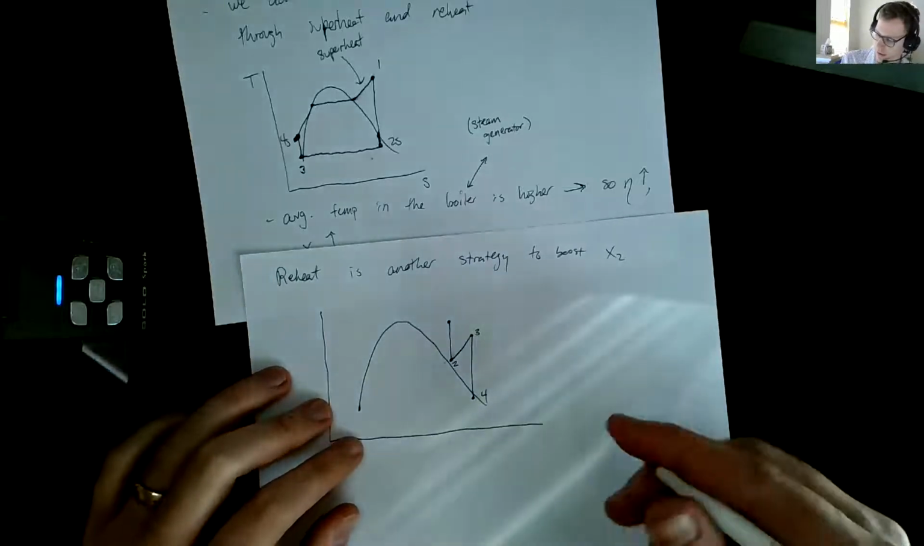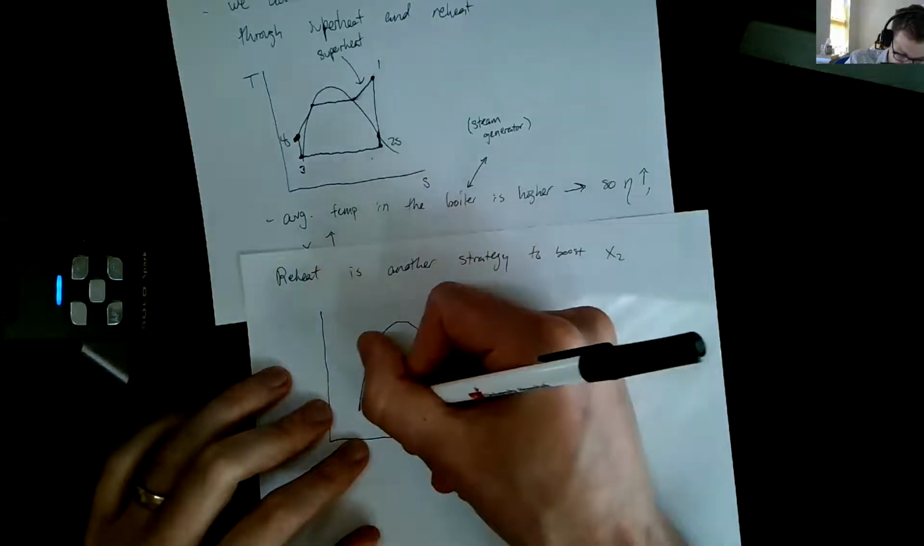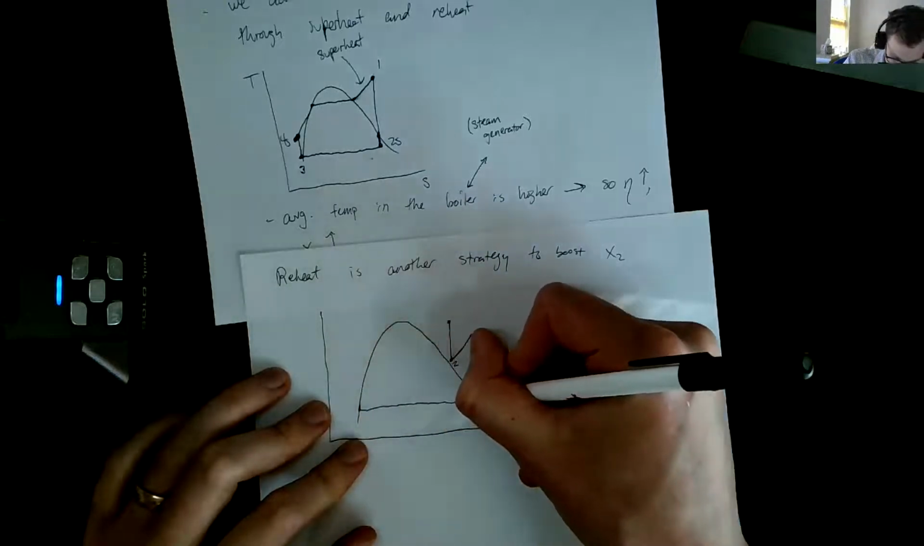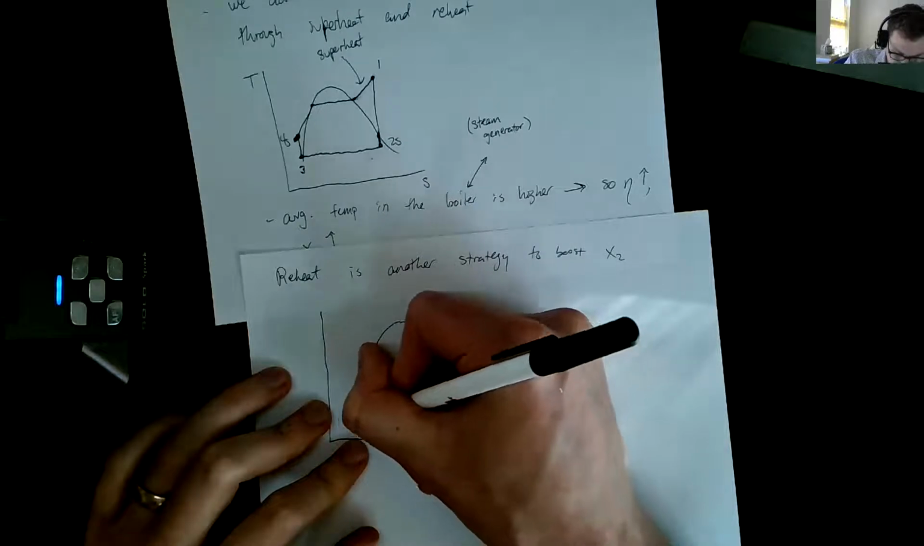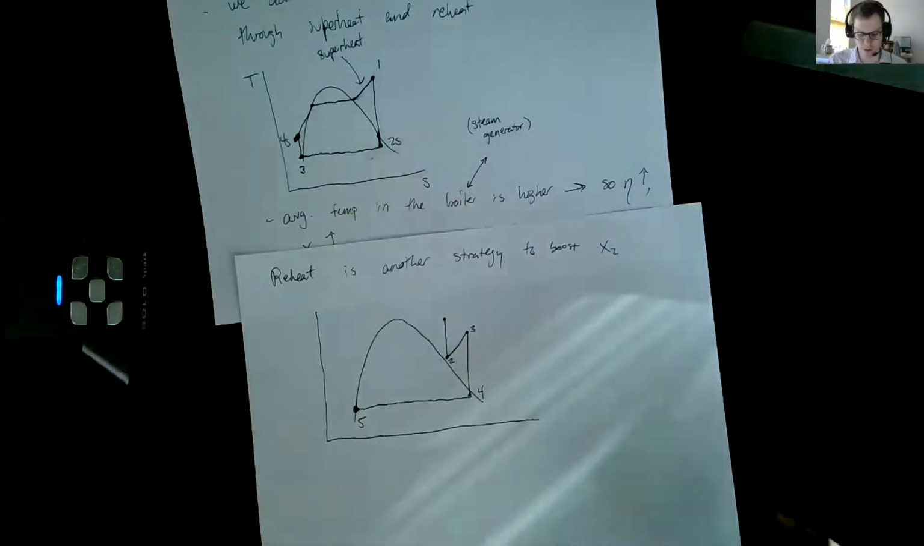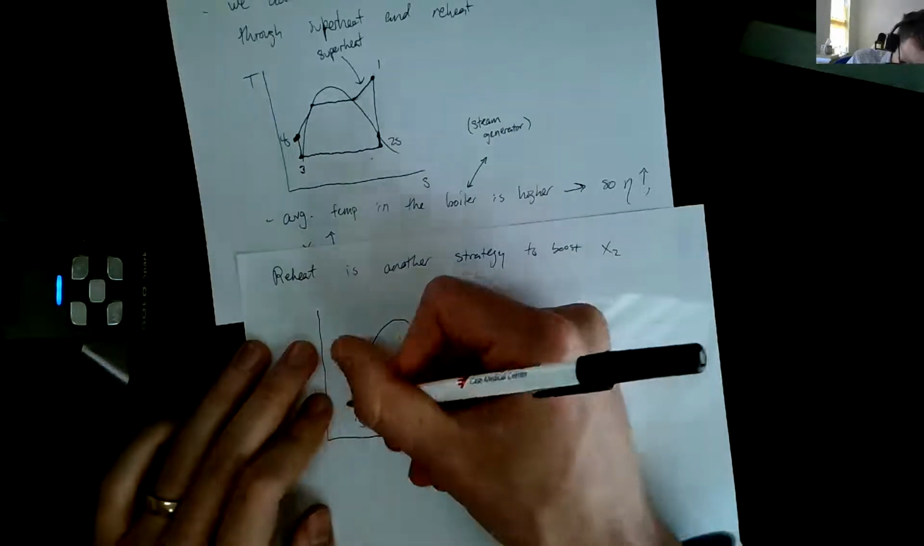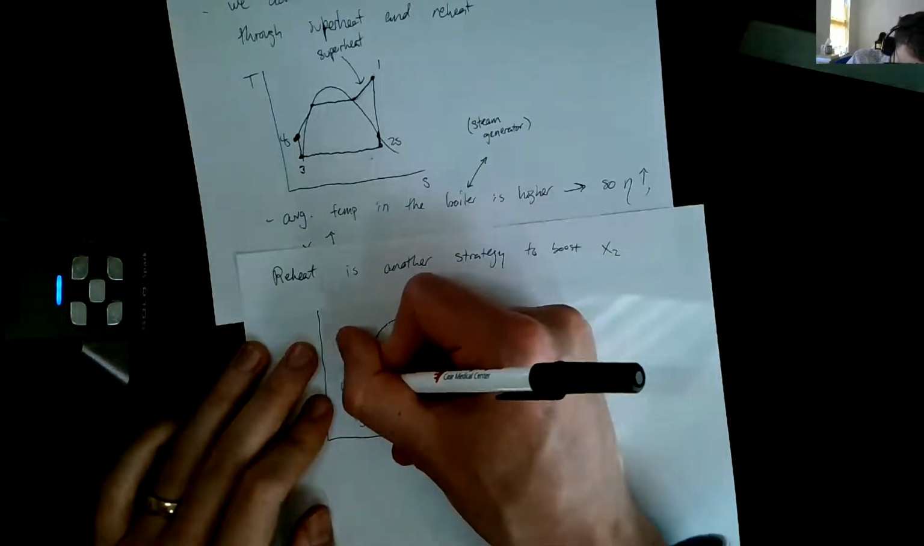Okay. And then once we get to state 4, we'll come across through our condenser to state 5. So we just have to increase the number of states that we have. So this now becomes state 5. And then we go through our pump right up there to state 6.